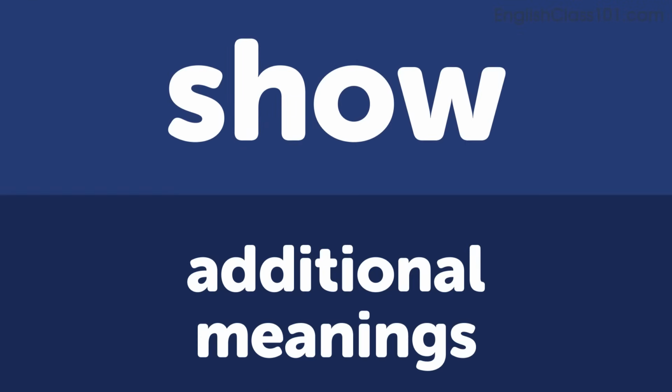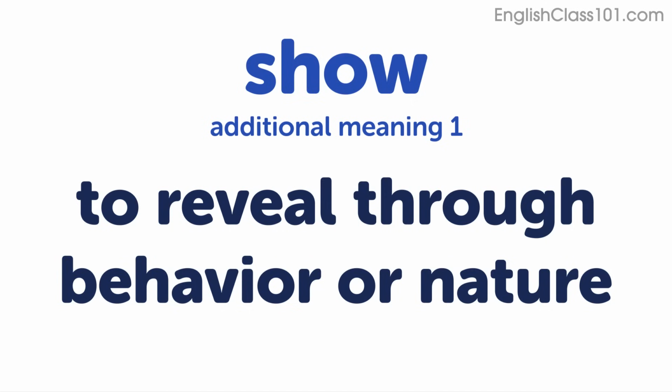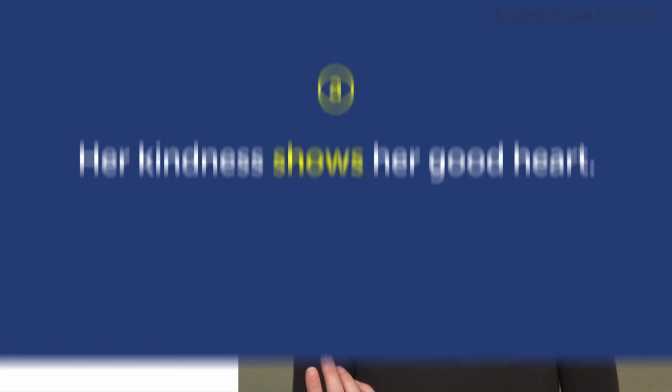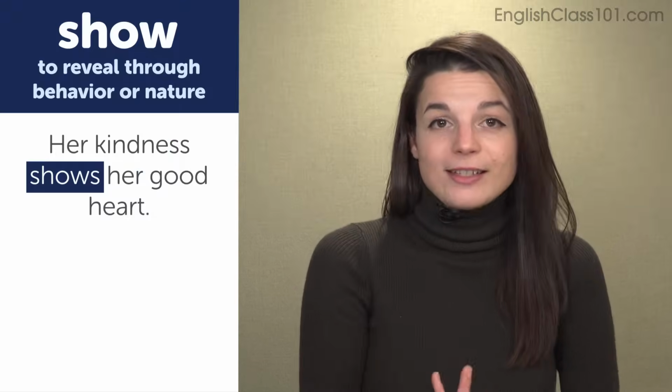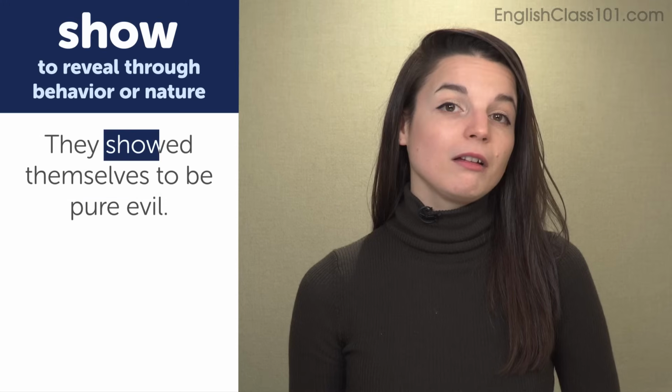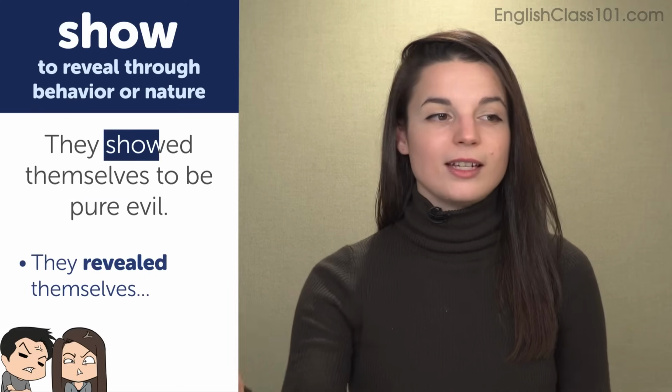Now let's talk about some additional meanings of the verb show. Meaning 1 is to reveal through your behavior or through your nature. So your nature means just the way you are, to reveal something. Examples of this, of revealing something through behavior. Her kindness shows her good heart. So her actions, her kind actions, show, is evidence of, reveals her good heart. Another example, they showed themselves to be pure evil. They revealed themselves through something they did to be pure evil.